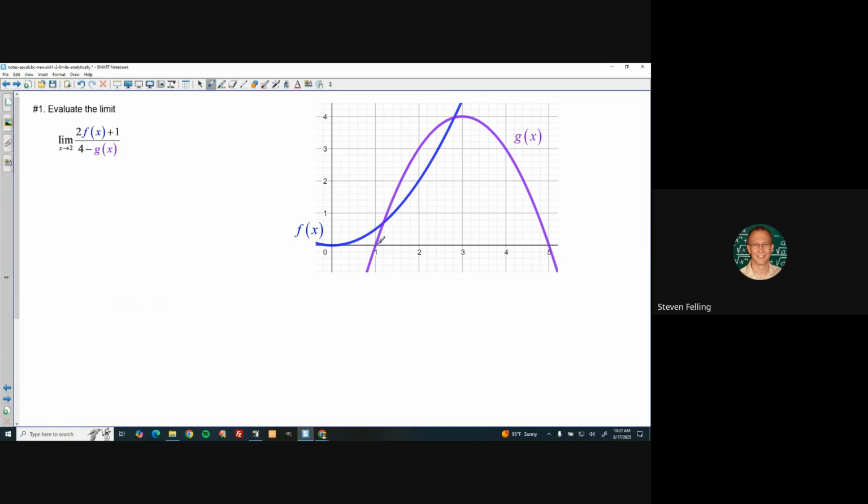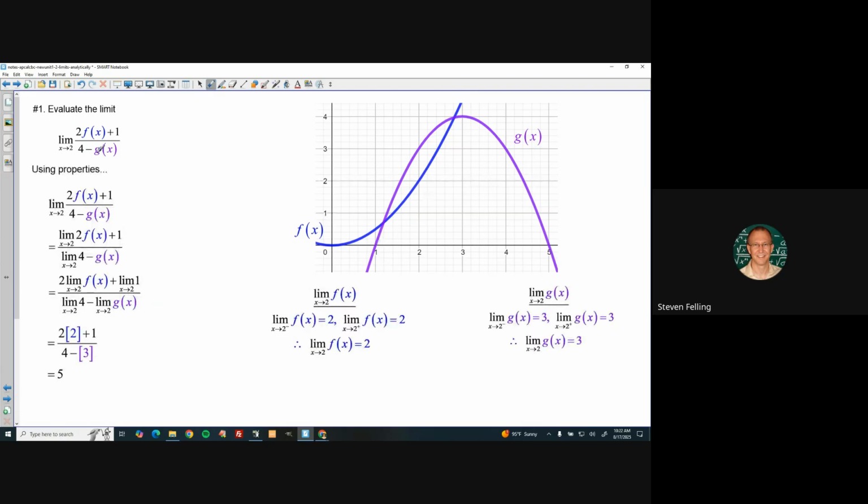Okay, I'm going to show you all of the properties in use here on this next screen. So first of all, there's a property that says that multiplying limits means you can multiply them separately. That applies for division as well. So we can say that this is equal to separately the limit taken on the numerator and the limit on the denominator. We can split it into a separate limit for each term, right?